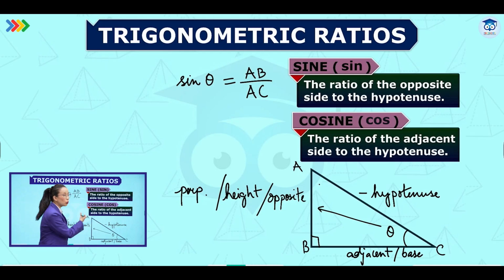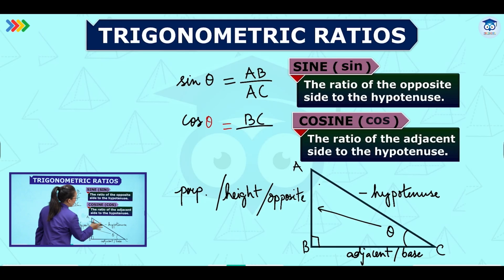Similarly, we can define cosine. In short, we write it as cos. Cos of this particular angle theta is equal to adjacent upon hypotenuse. The adjacent in this particular case is BC. So BC upon the hypotenuse AC. This is the cosine, which is known as cos.